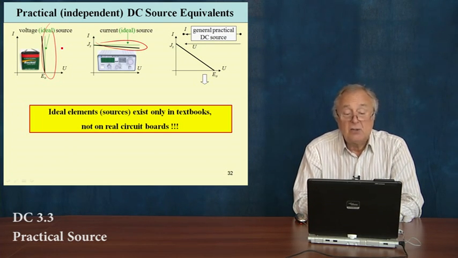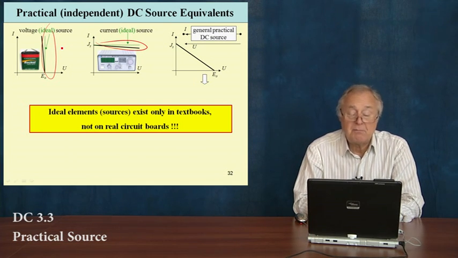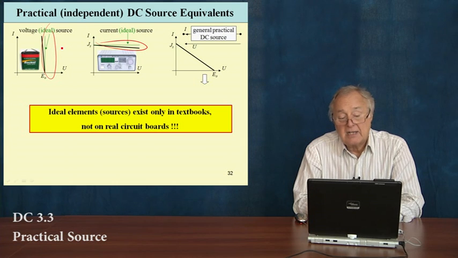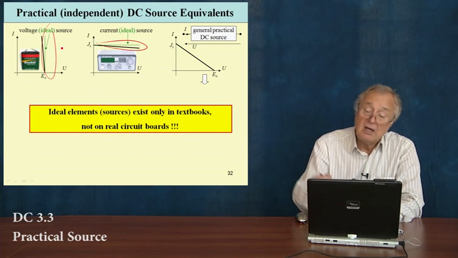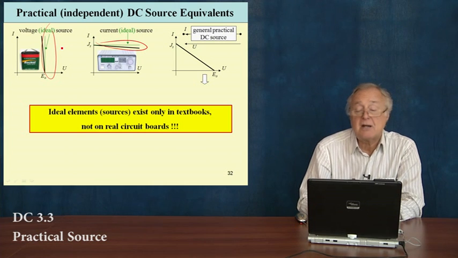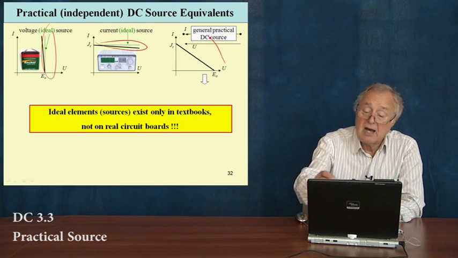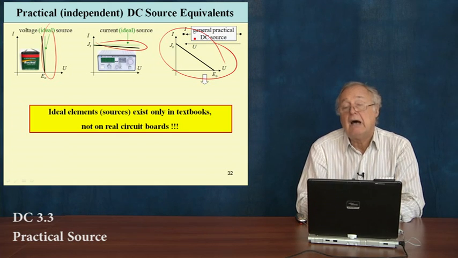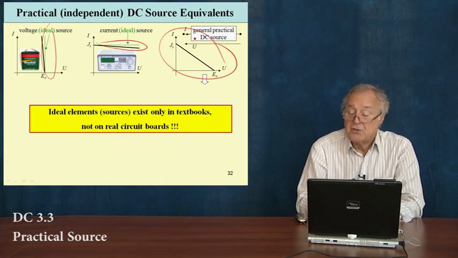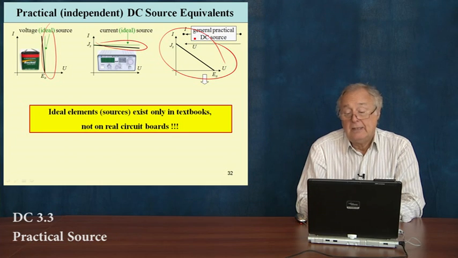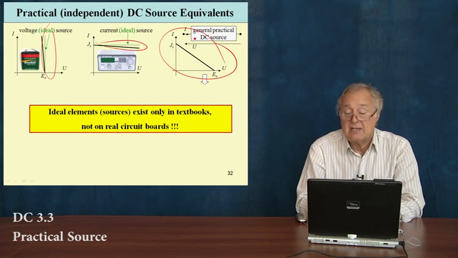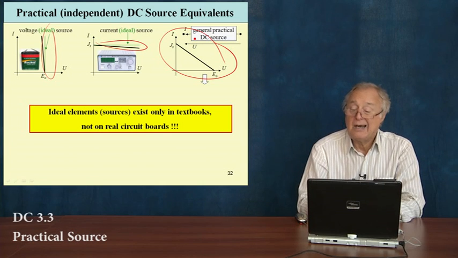Then a non-ideal, practical voltage source is this line in black here, and a practical current source is also a line which is not perpendicular to the vertical axis for a current source, and not perpendicular to the voltage axis in the case of a voltage source. So it doesn't matter whether our source is a current source or a voltage source, we may say that our U-I relationship is a line which crosses the voltage axis at E sub O, the open circuit voltage, and the current axis at J sub S, the short circuit current.